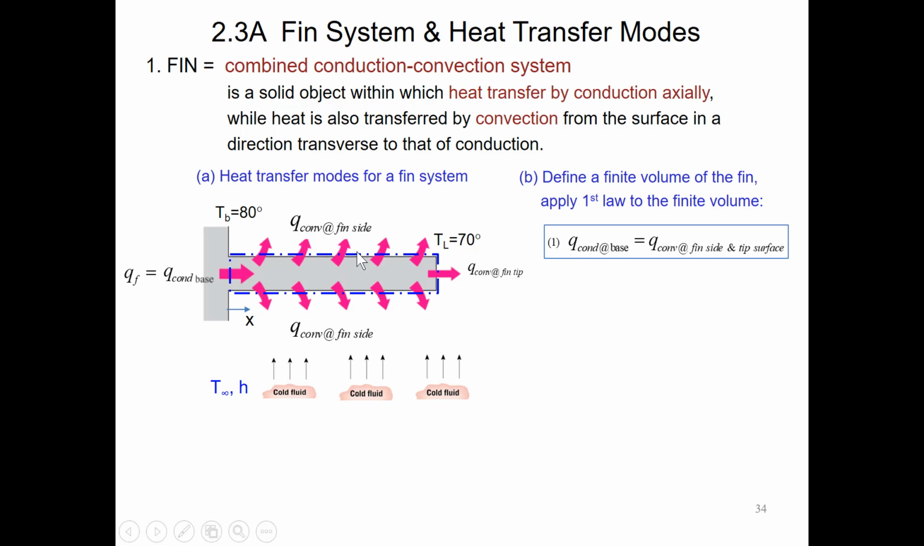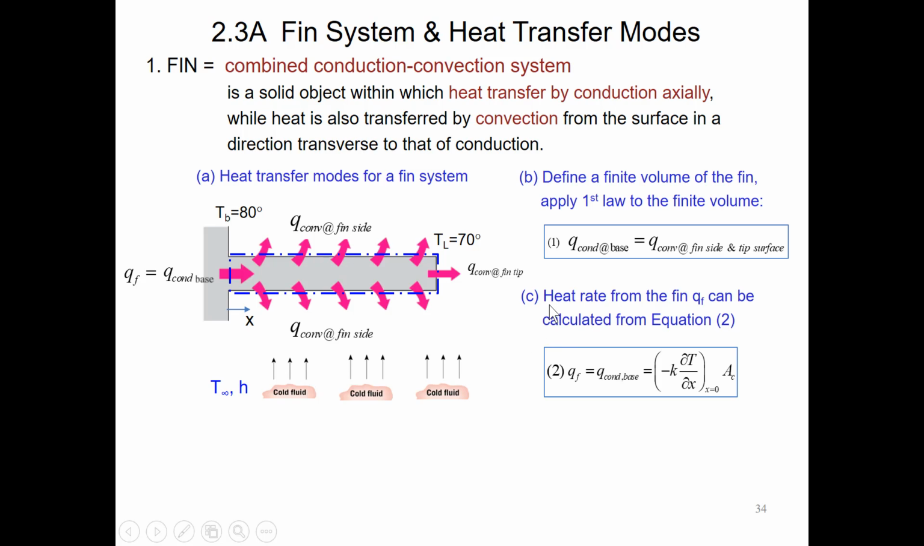If we define a finite volume of the fin and then apply the first law to it, the first law states that all the heat into the system equals all the heat out of the system. Therefore, the heat rate from the fin, Q sub F, can be calculated from equation 2, which is heat flux at the base times the cross-section area of the fin.